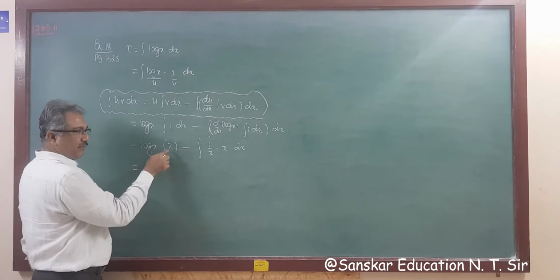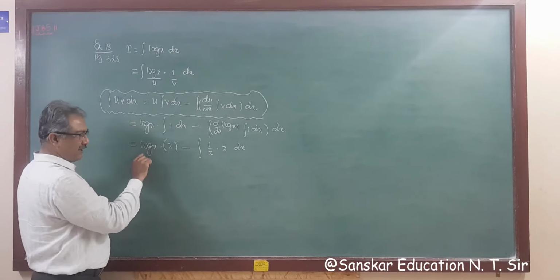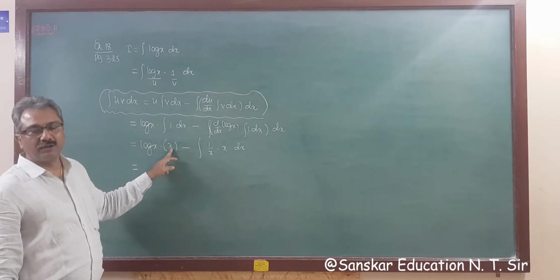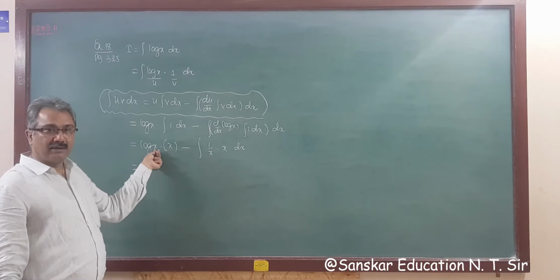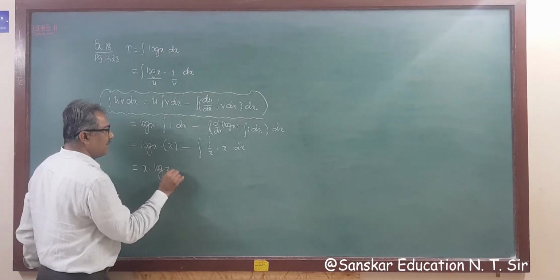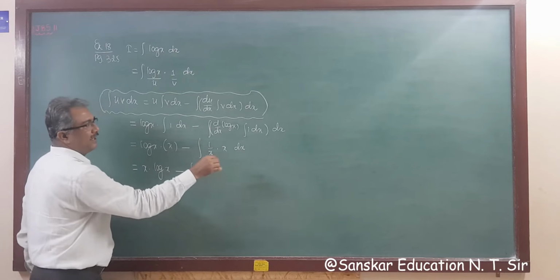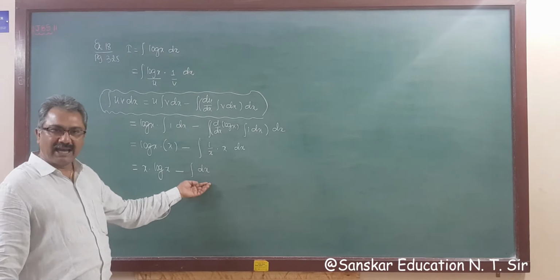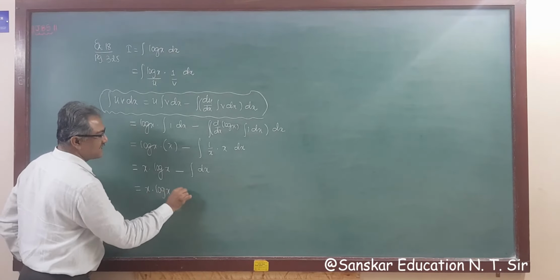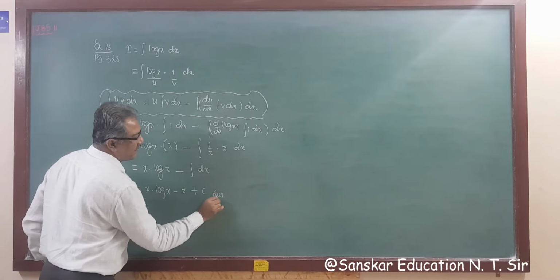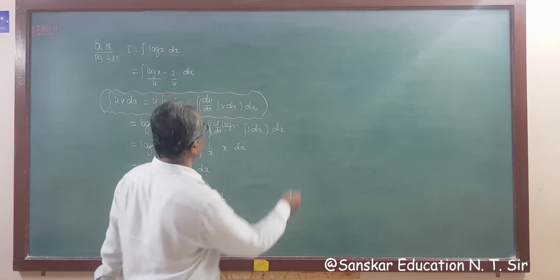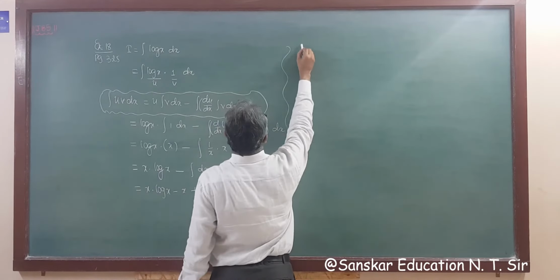So what do we get? In this type of question you have to write the angle first, because sometimes students make one mistake, they write this as log x square. No, x is the angle here and the log is not. So this is x into log of x minus integration dx. Now you know the integration of 1 is x, so the answer is x into log x minus x plus c. This is your answer, right? So it is easy, very easy. We have a space, so now we have solved question number 18.